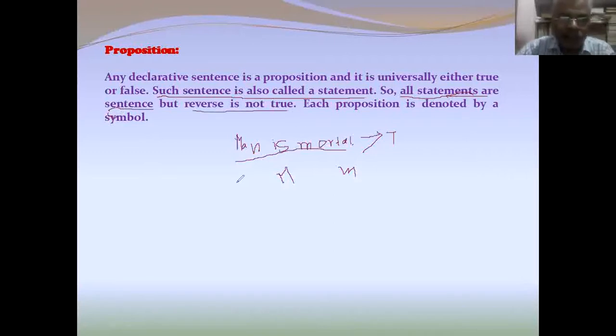It means, for example, "go there." It is a sentence, but it is not a statement because it has no true or false value. You can't say whether it is true or false. So such a type of sentence is not a statement. To be a statement, we must have a declarative sentence, and that declarative sentence has a value, either true or false. Then it is a statement. Why is "go there" not a statement? Because it is a command.